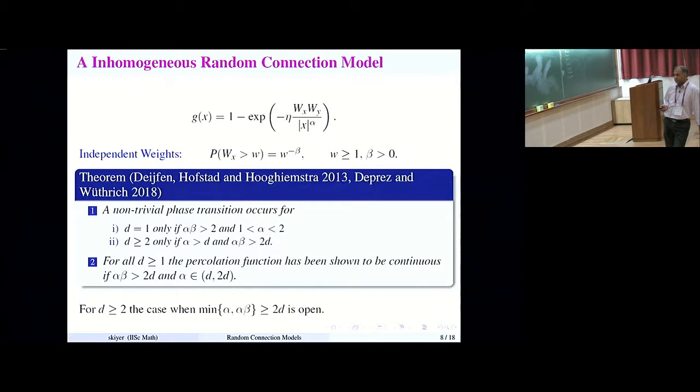And as I said, this parameter regime is exactly the one where Deprez, Rajat and Wuthrich have a paper preceding this one, where they prove this result on a lattice. So this just extends it from the lattice to the continuum. So this case is actually open. Of course, proving this is somewhat easier; this is a much harder question to answer.